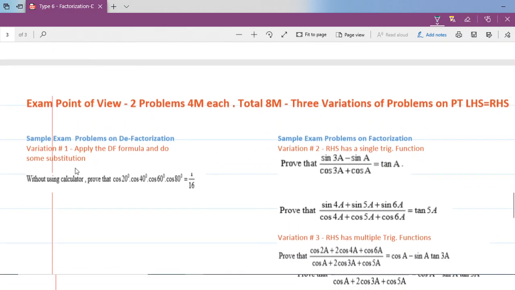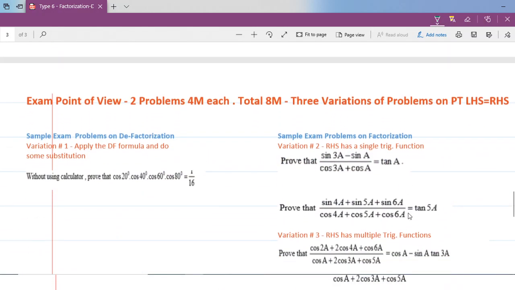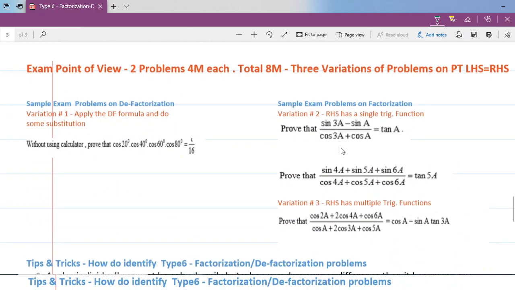On variation 1, like I said, it's about de-factorization, and the problem will look like, you can see here, a series of cos or sine functions multiplied. So it will look like a product equation, and then you have to substitute and get it. The other 2 variations are on factorization, and in one of them there will be an equation on the left hand side, but on the right hand side there will be just one trigonometric function, nothing more. You have to prove that left hand side is equal to right hand side. Even over here, on the left side it looks like a big equation, but the right side is just one trigonometric function. That's it.